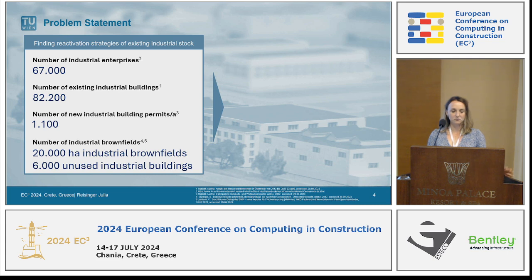I'm talking about Austria in the statistics: we have around 67,000 industrial enterprises in Austria and more than 82,000 existing industrial buildings. However, every year 1,100 new industrial building permits get accepted, mostly built on green land, although we have 20,000 hectares of industrial brownfields not used and 6,000 unused industrial buildings.